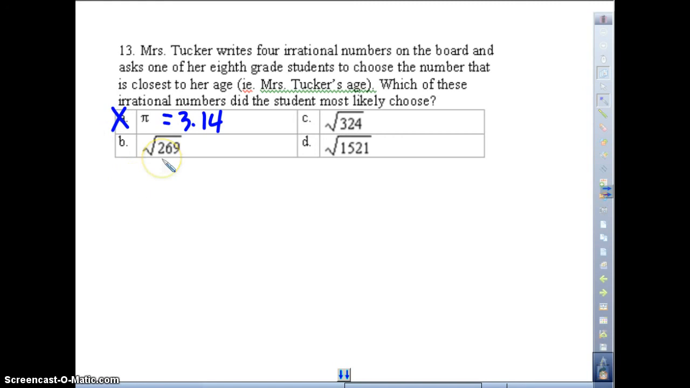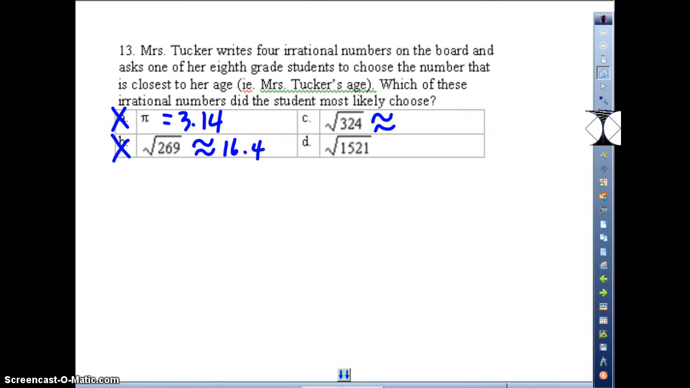What is the square root of 269? Take the square root of 269 and you get approximately 16.4. I am not 16 years old. Next, what's the approximate square root of 324? Well, actually, that's exact because that's a perfect square. That's 18. I am not 18 years old. So by default, it has to be D.